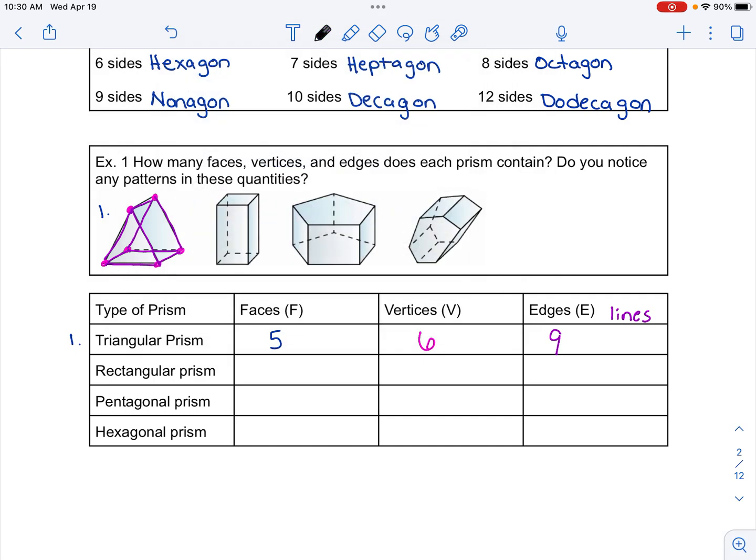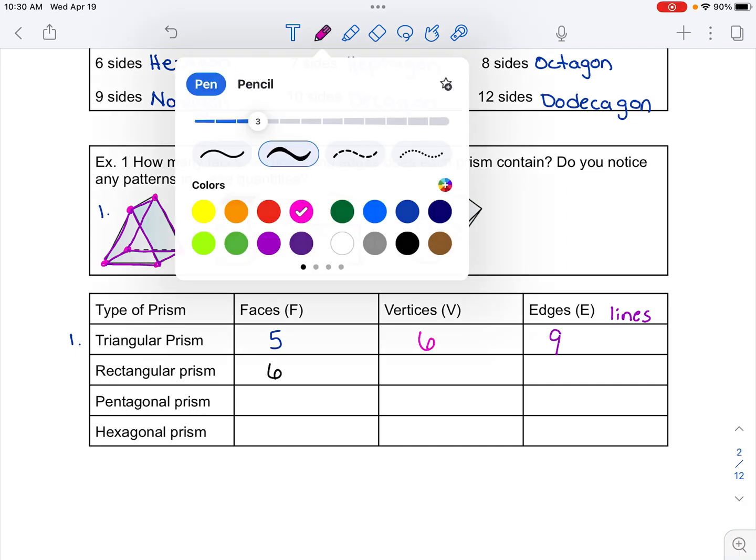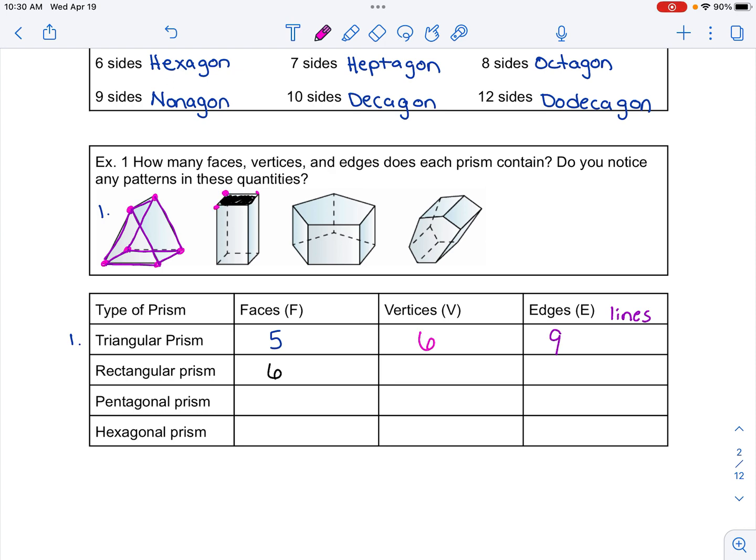So again, you can count them. A rectangular prism. This is called a rectangle up here, so that's a rectangular prism. It has 6 sides or 6 faces. Vertices are the corners. You count all your corners. That's 4, 5, 6, 7, 8. So we have 8 vertices, and then we would count all the different lines that you see. So there are 12 lines total. So I'm going to go ahead and fill in the rest of this table.